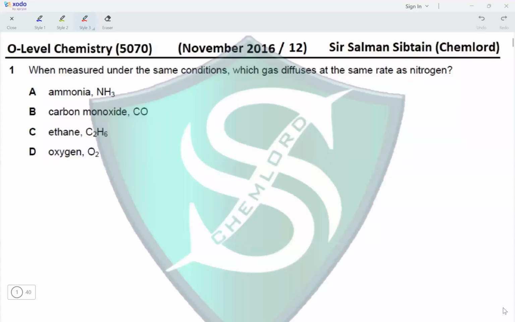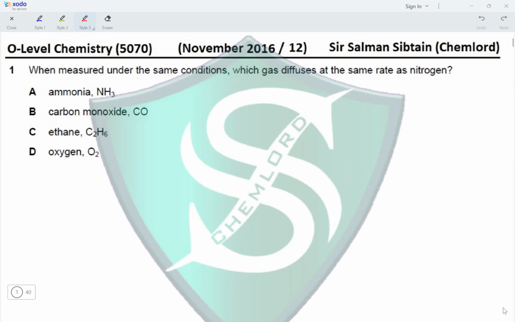Hi guys, this is O-level chemistry paper 12, November 2016, question 1. When measured under the same conditions, which gas diffuses at the same rate as nitrogen? So if the conditions are kept the same, the only way for a gas to diffuse at the same rate as nitrogen is for it to have the same Mr value as nitrogen.